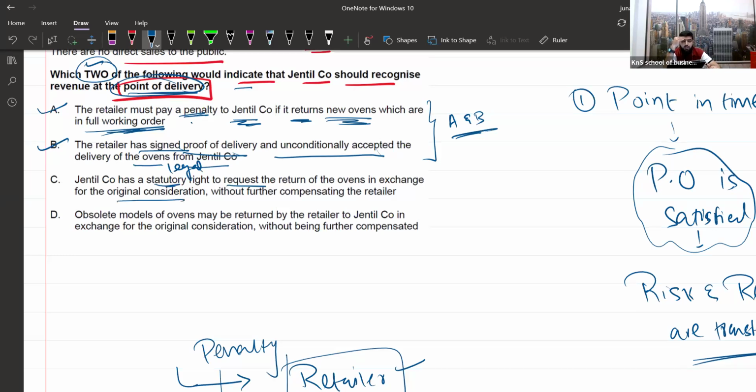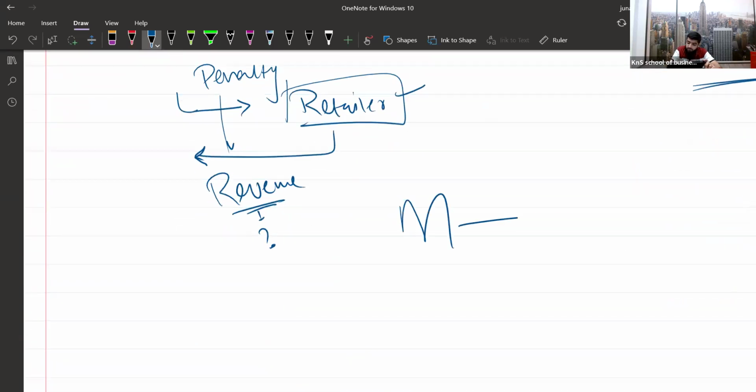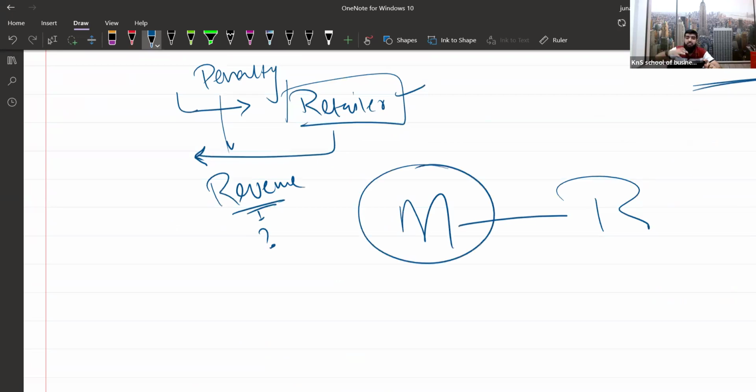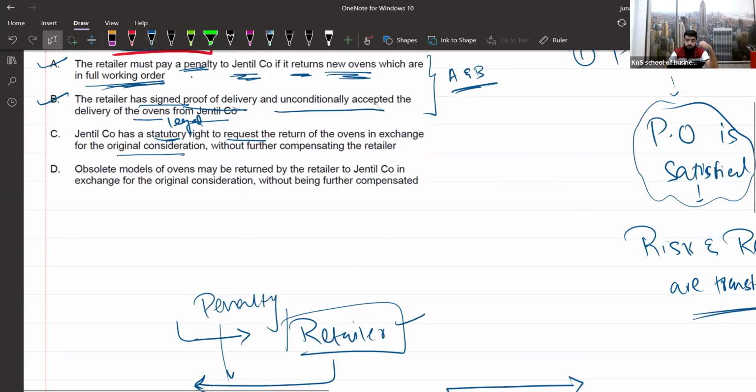What do we mean by this? If the manufacturer has delivered the goods to the retailer, the manufacturer now has the right, the power, to return those goods. It means the manufacturer may demand the return of those goods at any point of time against the original consideration, which means the manufacturer will return that consideration to the retailer, without further compensating the retailer.